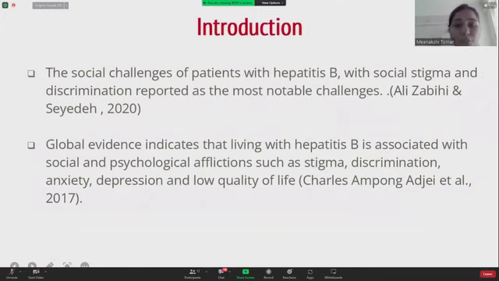The social challenges of patients with hepatitis B, with social stigma and discrimination reported as the most notable challenges. Global evidence indicates that living with hepatitis B is associated with social and psychological implications such as stigma, discrimination, anxiety, depression, and low quality of life.